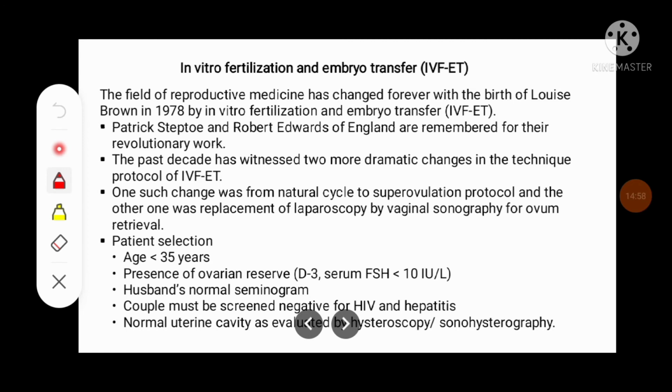In vitro fertilization and embryo transfer. So this is the field of reproductive medicine which has changed forever with the birth of Louis Brown in 1978 by in vitro fertilization and embryo transfer. Patrick Steptoe and Robert Edwards of England are remembered for their revolutionary work.